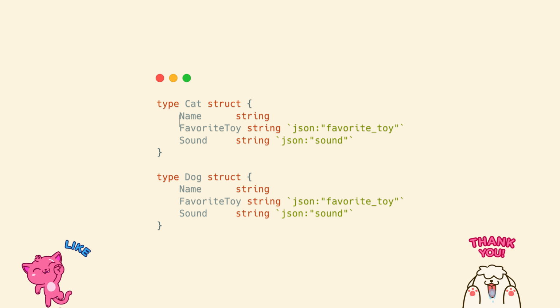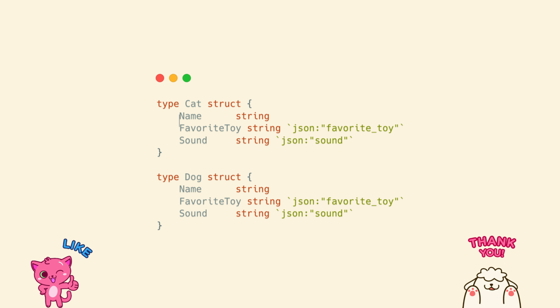Here's a creative GoLang struct featuring our friends cat and dog. Instead of using boring field names like name and sound, we can use struct tags to control how these fields will appear in the JSON output. Let's add some tags so that our JSON looks even cooler.